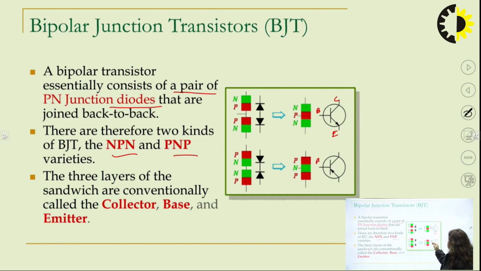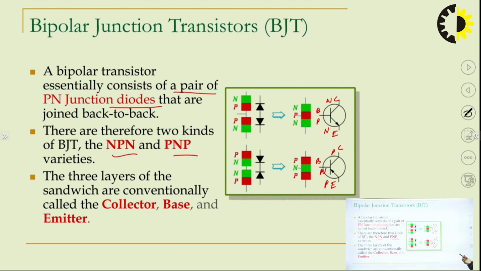Similarly here, this is base, this is collector, this is emitter. So for PNP, because it is P, sorry, this is P, this is N, this is P. The current will flow from positive to negative direction. Similarly here, this is N, this is P, this is N. So current will flow from P to N side.